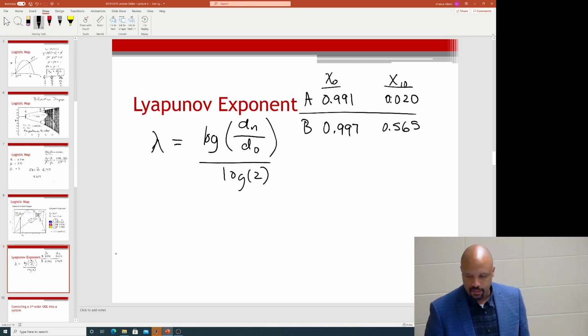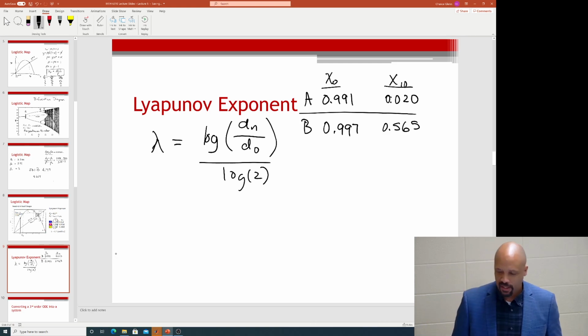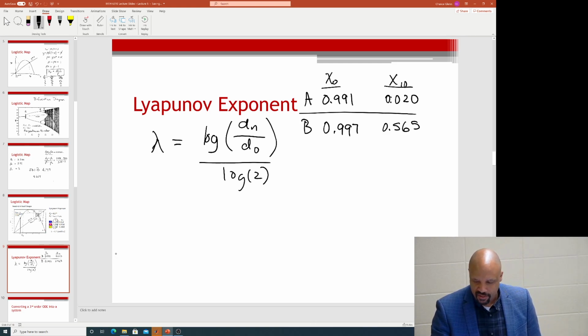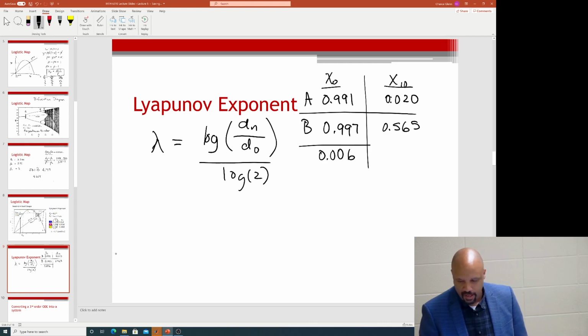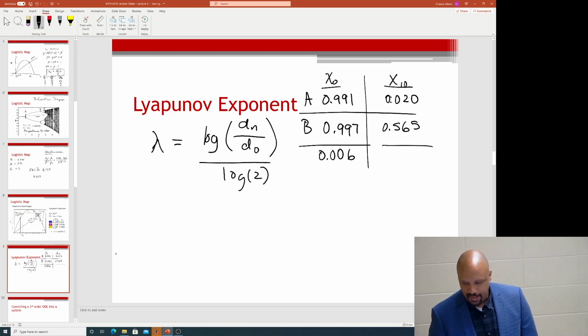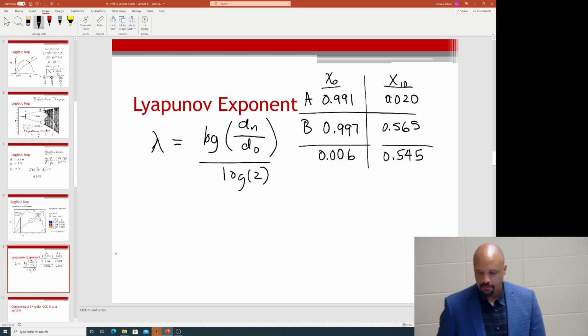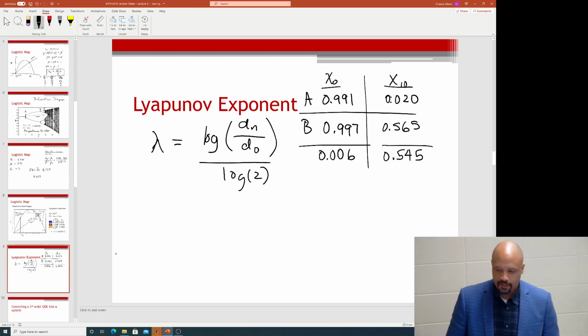Now, the difference between, so this is the difference you initially want to have, right? So this difference here is 0.006. If I take this point minus that point, now we're going to say, what is this point minus that point? And that looks like it's 0.545. So look how much the difference has grown.